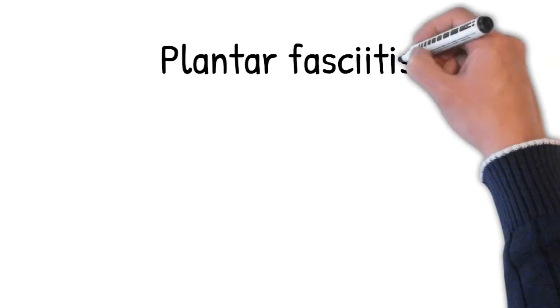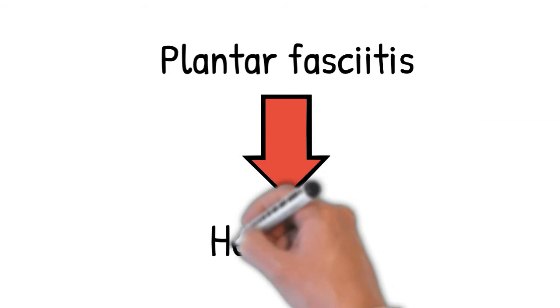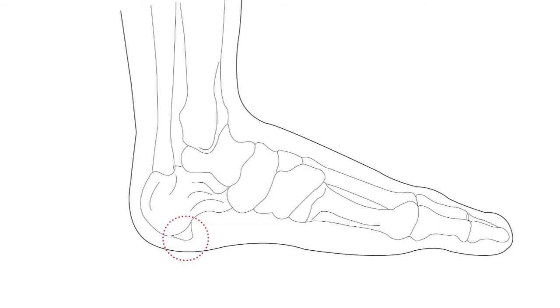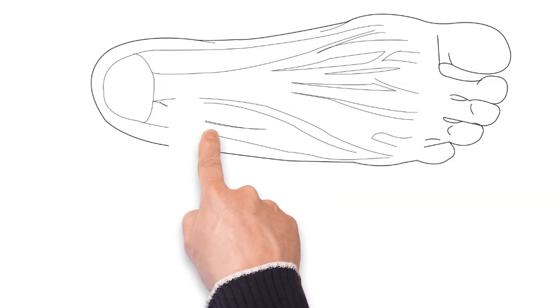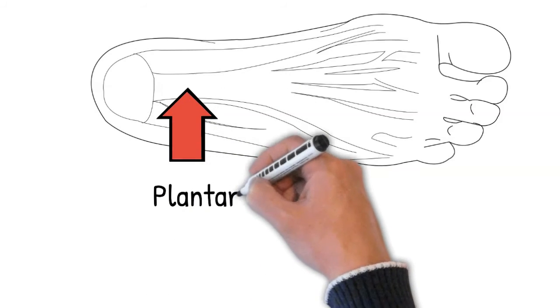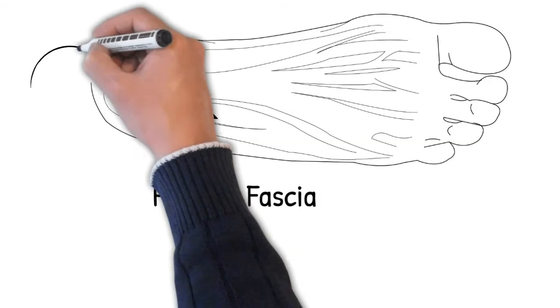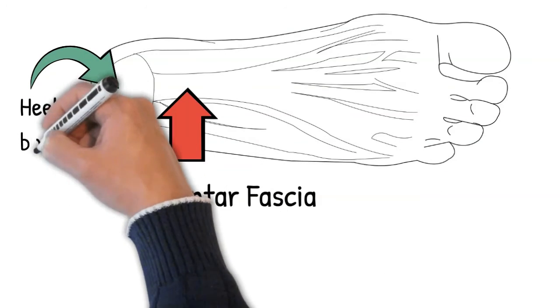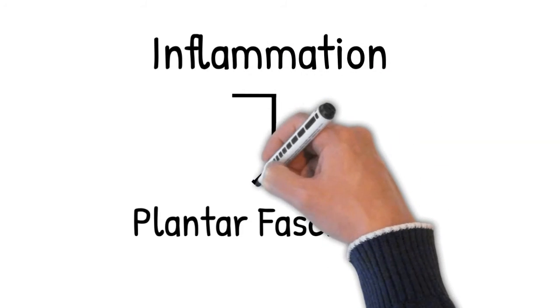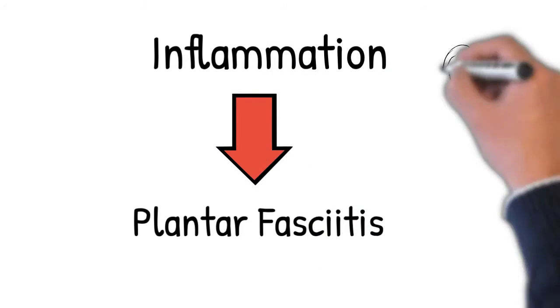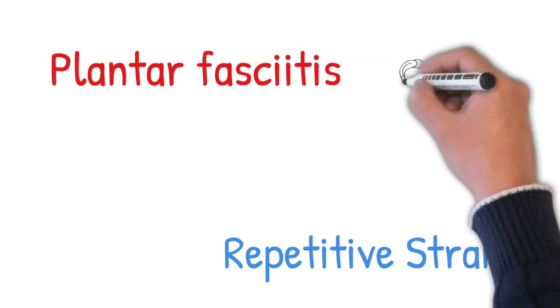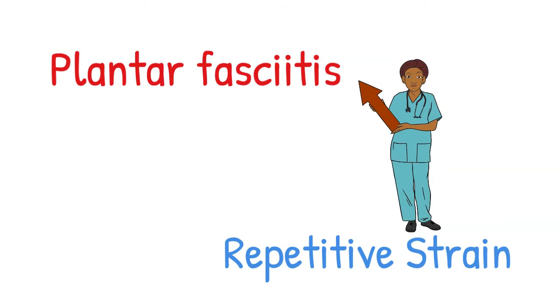Now, plantar fasciitis is one of the most common causes of heel pain. While heel spurs and plantar fasciitis are related, they are not the same. The plantar fascia is a thick band of tissue under the foot, and it connects your heel bone to your toes. If the tension in the plantar fascia becomes too much, you can develop small tears in it. The small tears lead to inflammation of the plantar fascia, and this is basically what plantar fasciitis is. Plantar fasciitis is essentially a repetitive strain injury.